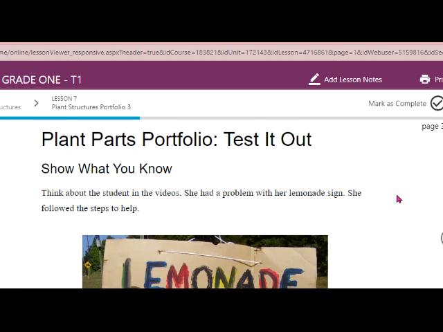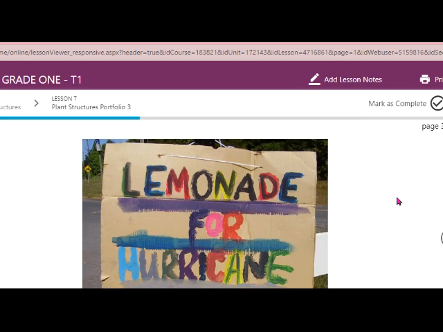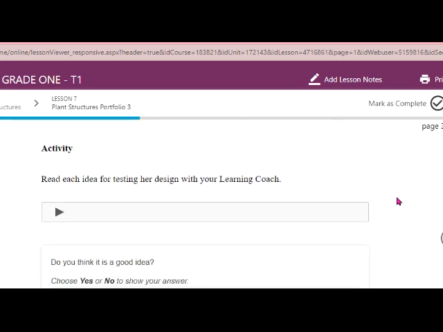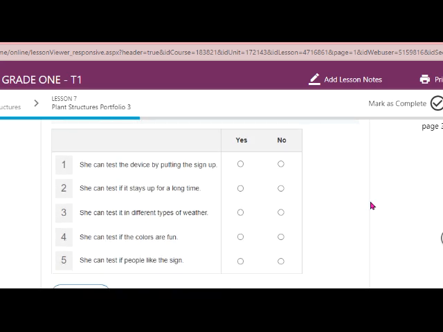Think about the student in the videos. She had a problem with her lemonade sign. She followed the steps to help. Here, you can read each idea for testing her design, and you can think of if it's a good idea or if it's a bad idea. Not every idea we should really do, right?